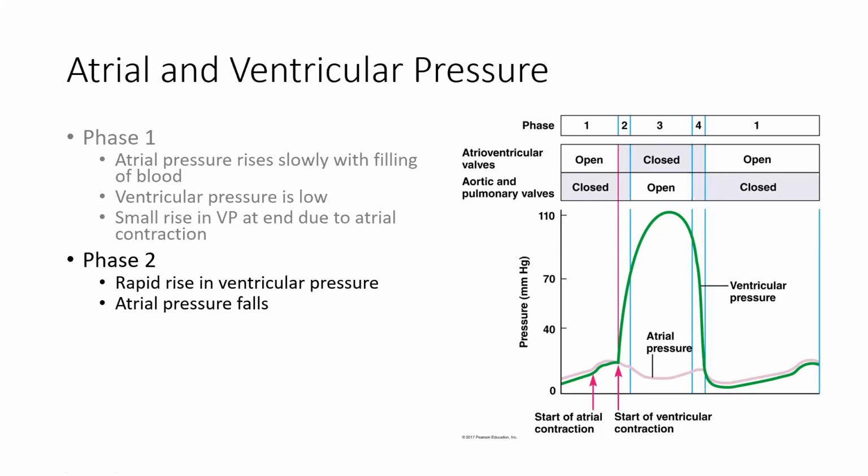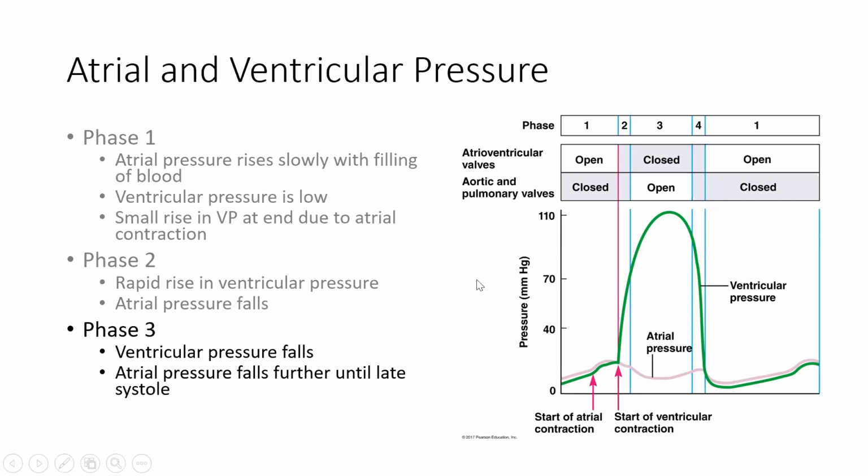Phase two, which is the isovolumetric phase, is a rapid rise in the pressure in the ventricle. Here we're going to see that the pressure in the atria is going to fall. Here the AV valves are closed, the semilunar valves are closed, so there's no movement of volume during this brief isovolumetric phase. All we see is the rising of the pressure in the ventricle, which is preparing us for the ejection. And so here the pressure has to get higher than the pressure in the artery in order to open up the semilunar valves.